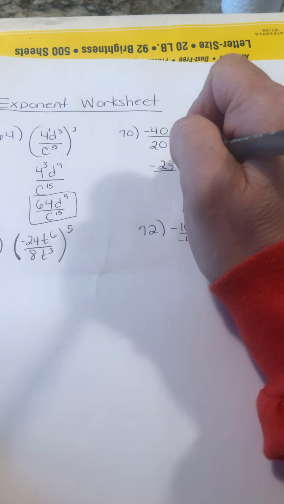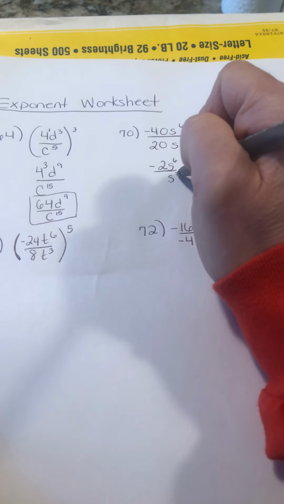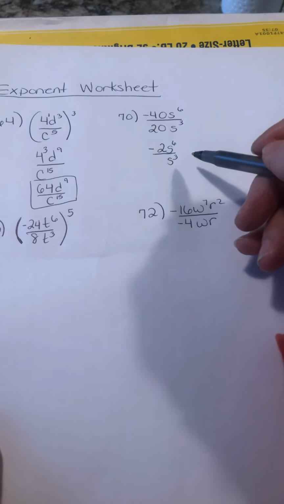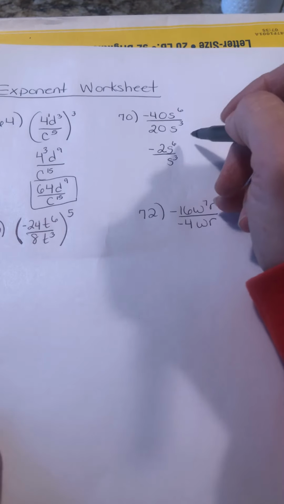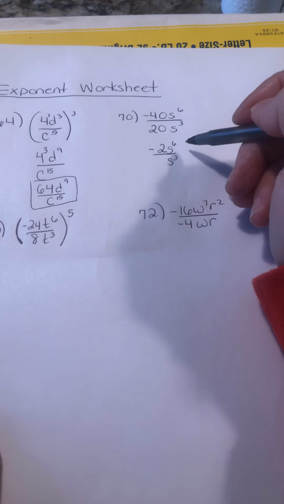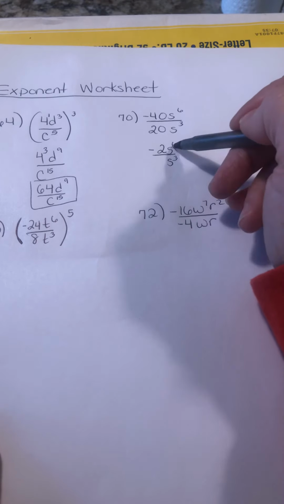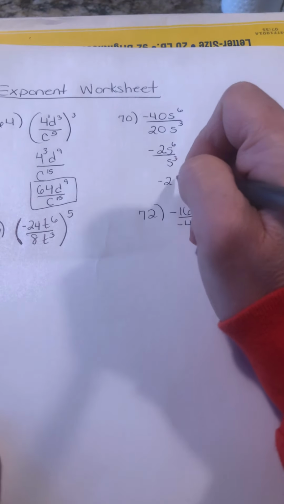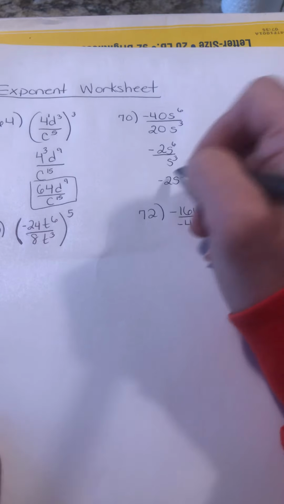And now I have s to the 6th over s cubed. When I divide like bases, I'm going to keep the base and subtract the exponents. Or if I think about just taking the difference between the two, the difference between 6 and 3 is 3. This one is more, so my s cubed is going to go on the numerator.